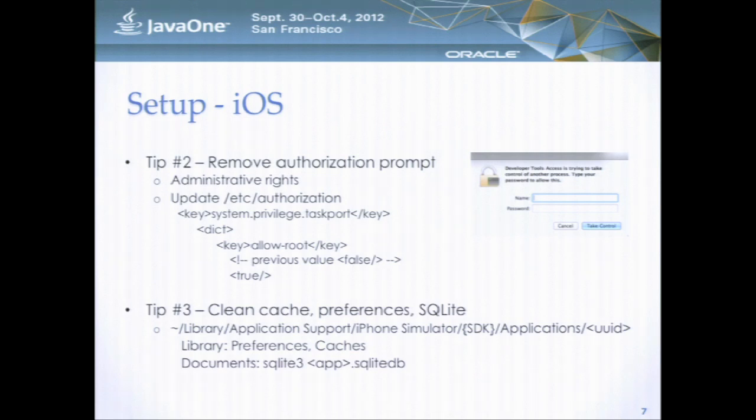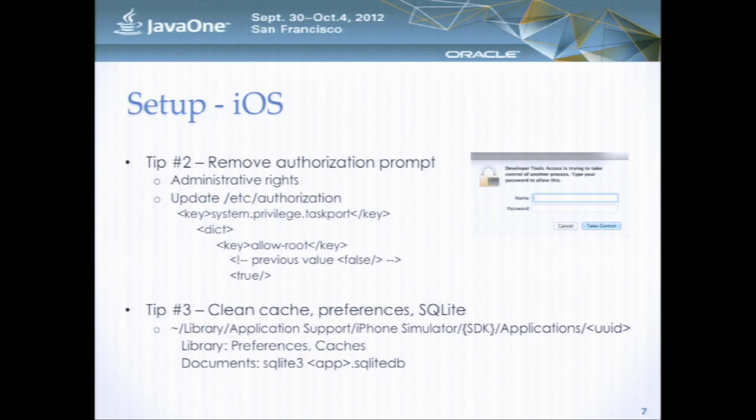The first way is to add the user into the developer group. The other way is what's listed here, which works generically for everybody who uses the build machine, which is to change the allow root key in the system privilege task port to true. This will prevent you from seeing this prompt the next time. So this is really useful in a CI environment.